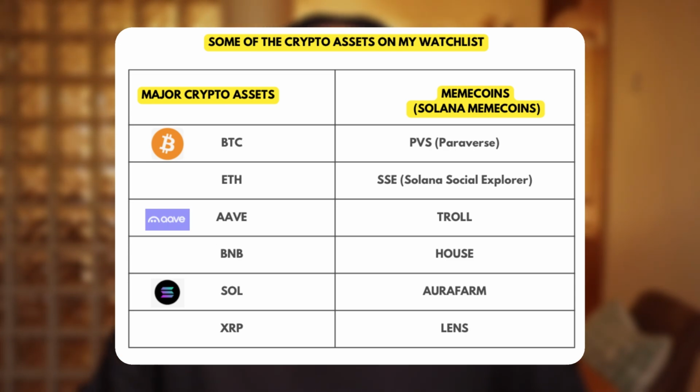Meme coins cannot be ignored this cycle. They have been one of the best performing, and you could say worst performing crypto categories of this cycle. But these are some of the meme coins that stood out to me. I have PVS, SSC, Troll, House, Aura Farm, and Lens. I'll talk about meme coins in a later video.